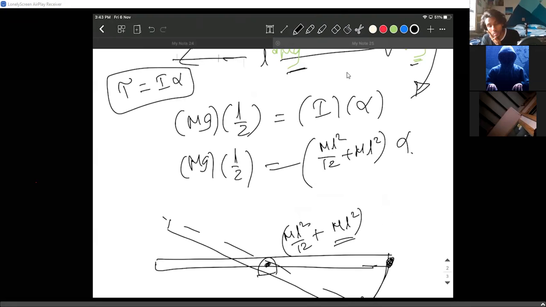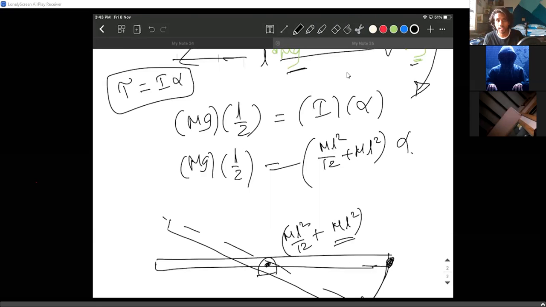You need to solve that. Of course, if you solve that, you'll get some answer. I would get the answer as 6 mg by L or something like that. No, 6g by 13L. Yeah, the answer will be 6g by 13L. Okay, guys. So when you write a problem like this, I hope everyone gets it.